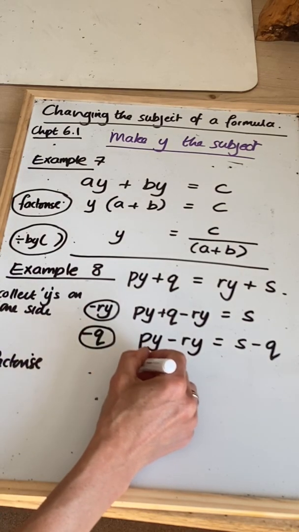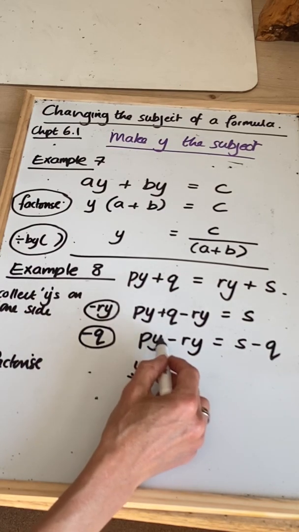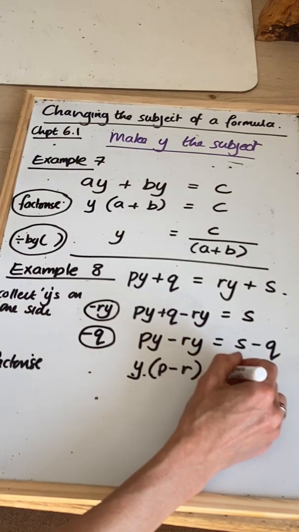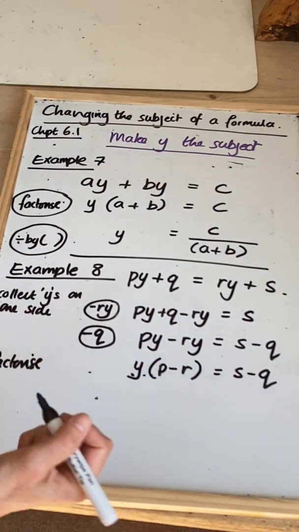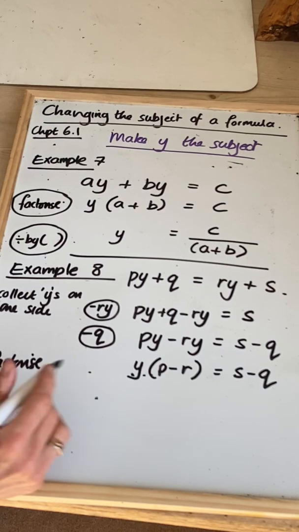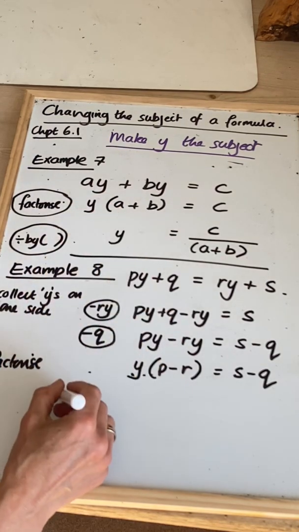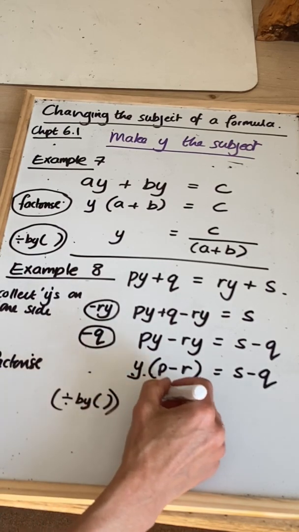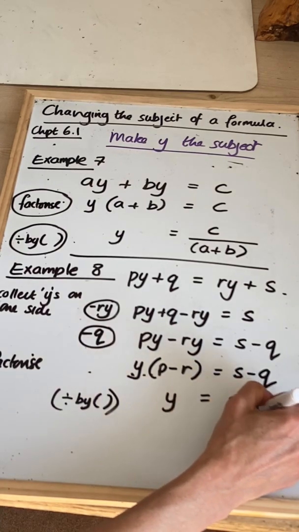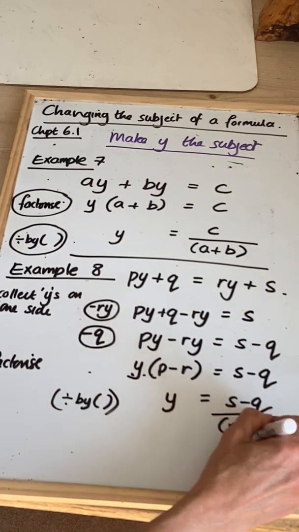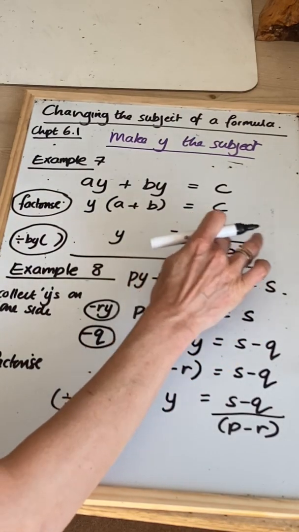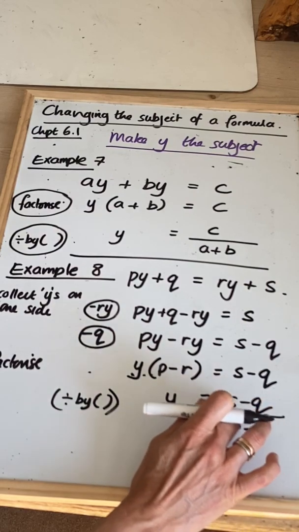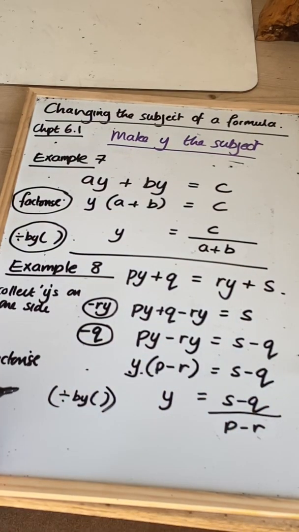So I can put my y outside my bracket because it's a common factor of these two. Inside my bracket I'd need to have a p minus an r. I have an s minus a q over there. And then the final step, same as the final step was here, I'm going to divide by my bracket. y equals s minus q over p minus r. And for both of these, I don't really need to have the bracket there, but I was just showing you the bracket in there just so that you can see what it is that I've moved across. There you go.